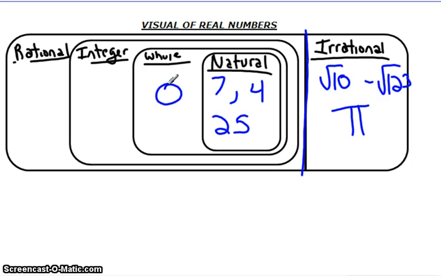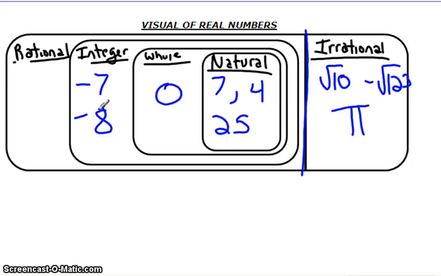So if you have a number that's a natural number, it's also going to be a whole number, right? Because 7 is natural, but 7 is also whole. Whole numbers, remember, including 0, then are positives. Integers, we start adding negatives. So anything that's a whole number would also be an integer, right? Because integers can be positive, negative, or 0. They just can't be fractions.